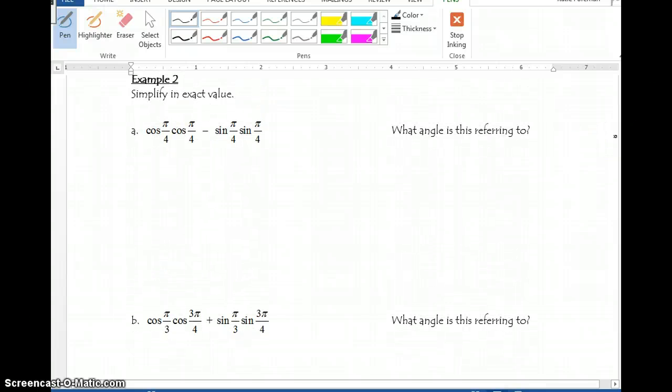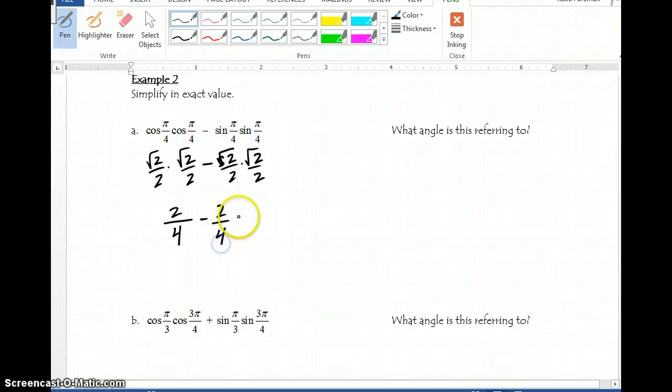Alright, so simplify as an exact value. Cosine of pi over 4 square root of 2 over 2 times square root of 2 over 2 minus square root of 2 over 2 times square root of 2 over 2. Top times top gives me 2. Bottom times bottom gives me 4 in both fractions. Anything minus itself would be 0.